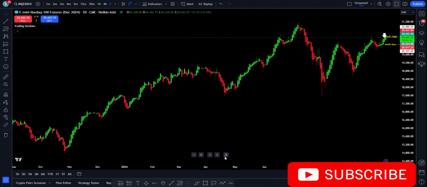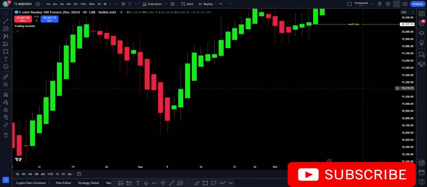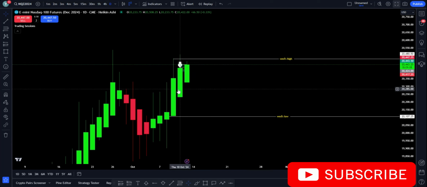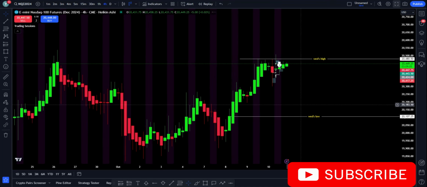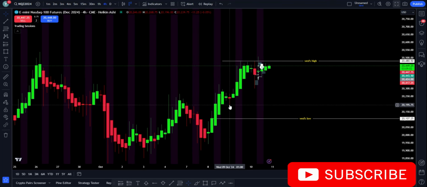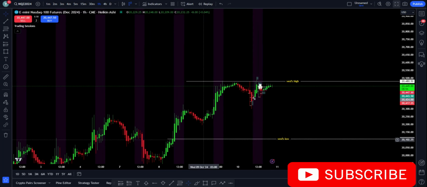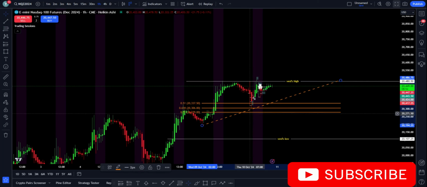So let's start with the daily time frame. We can see this is Wednesday's high, and this is Thursday. Thursday took out Wednesday's high, so we were bullish for the day. If you go down to the 4 hour, you see the market structure: higher low, higher high. Same thing over here. You can see the structures respecting each other from this one to right there. You got a 61% retracement, and the market pushed up.